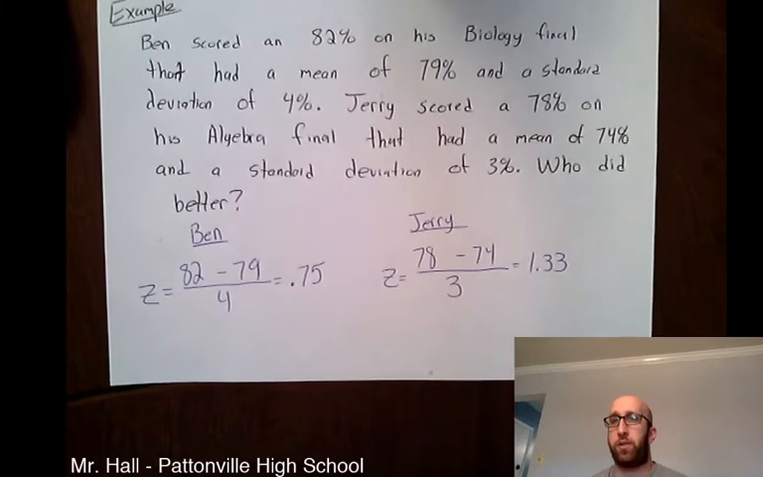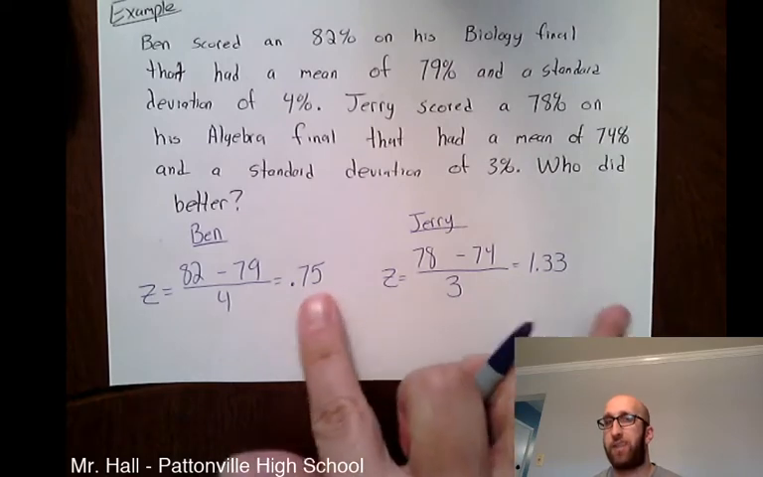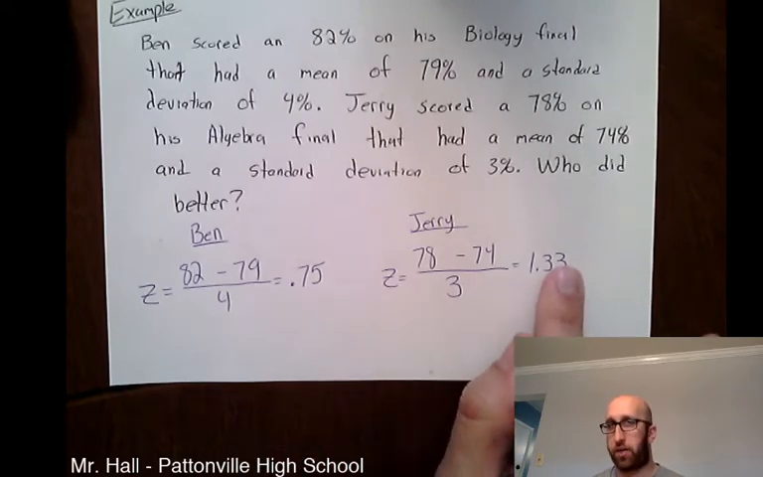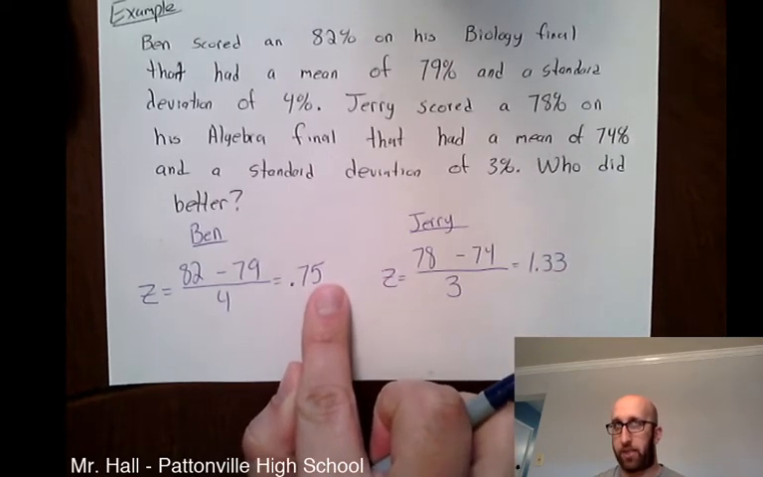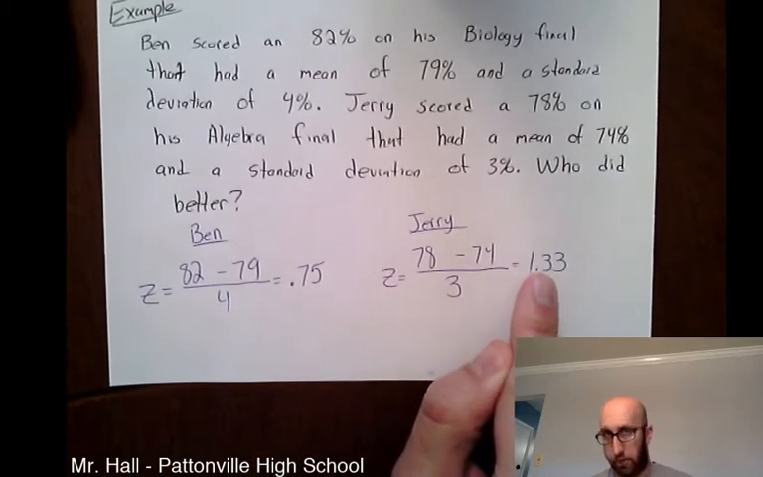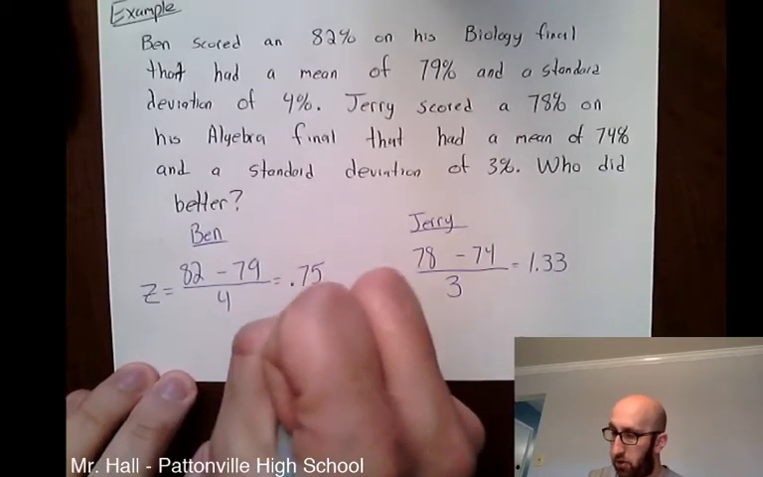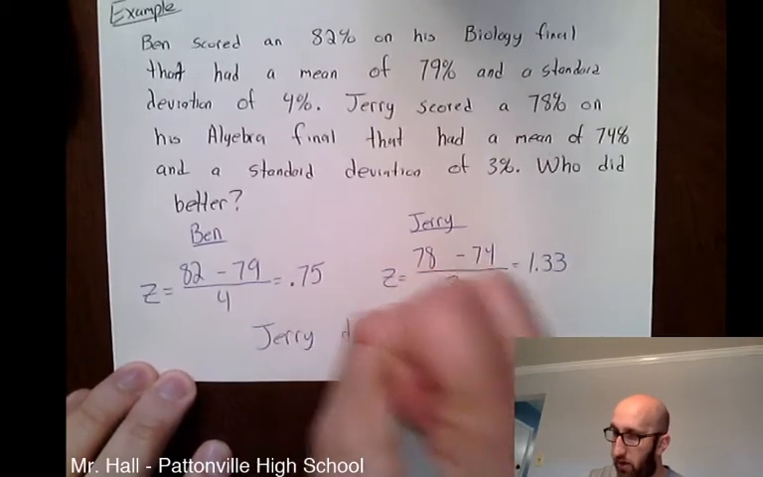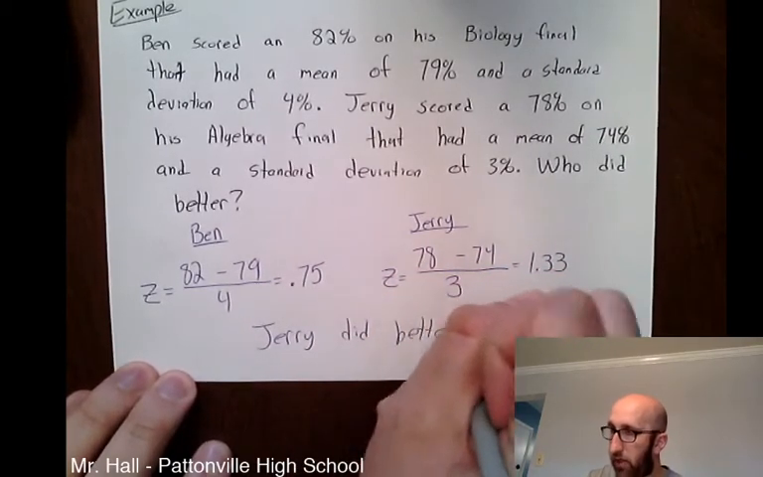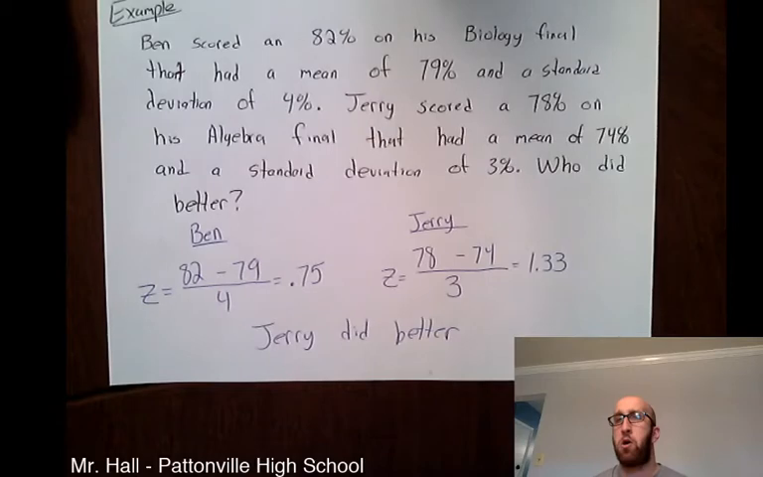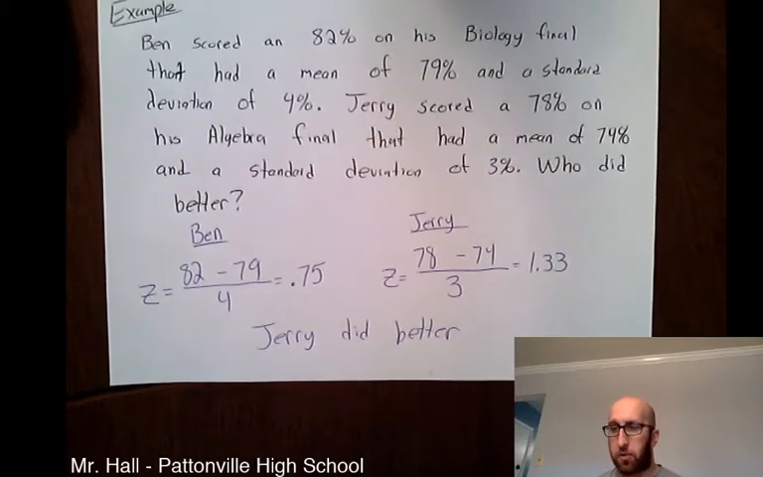So all we need to do now, since they're both on the same level, both on z-scores, is just talk about who did better. In this case, for final exams, a higher score is better. So in this case, a higher z-score is better. Since Jerry's z-score is bigger than Ben's z-score, Jerry did better. So that was a quick and easy way for us to compare who did better just by using z-scores. Way to go, Jerry.